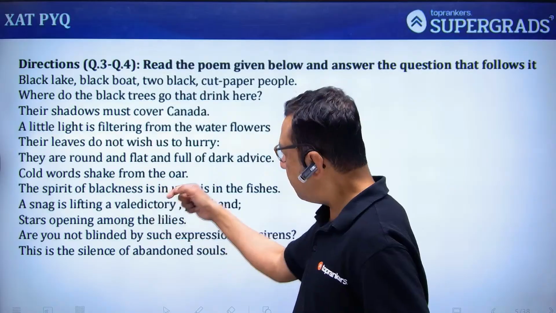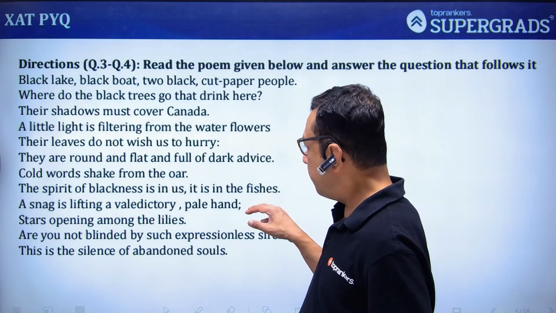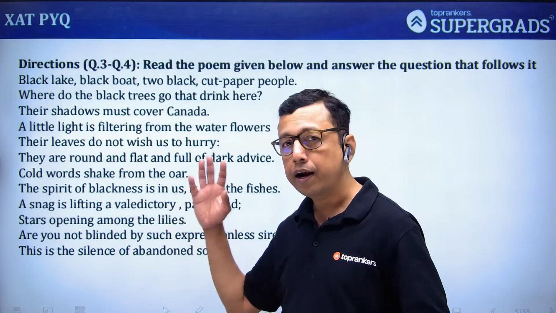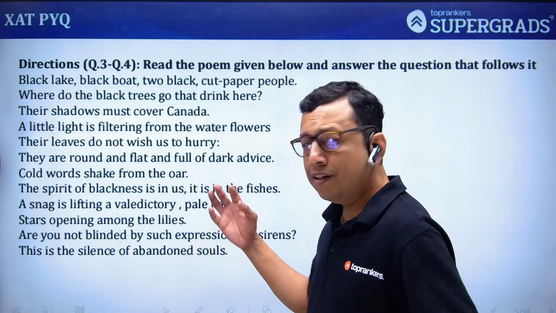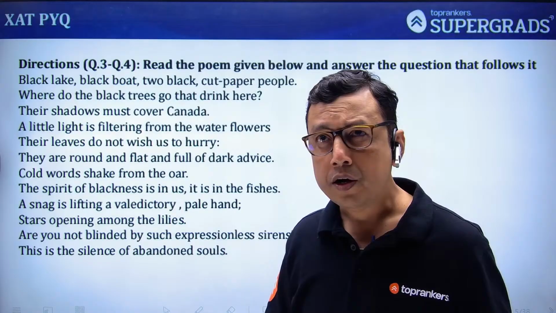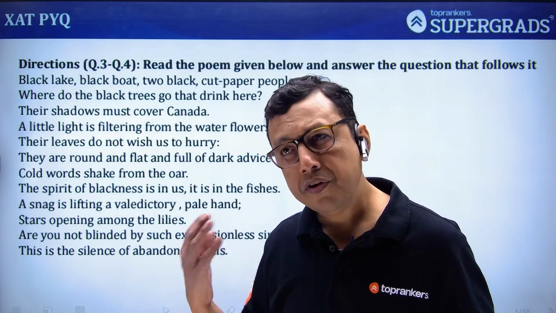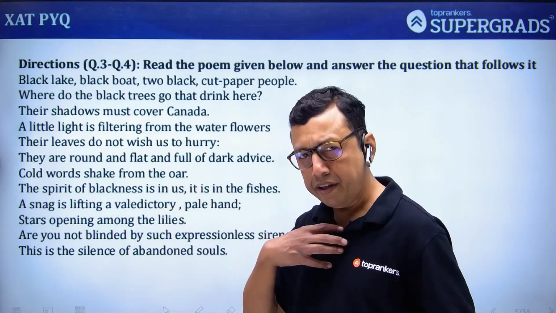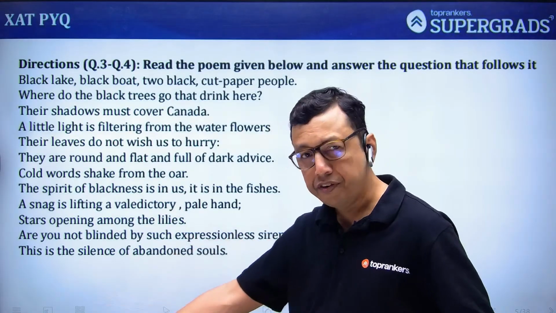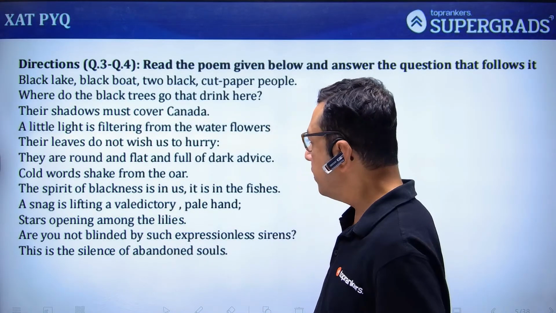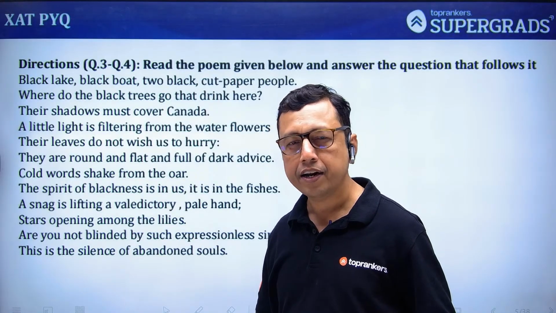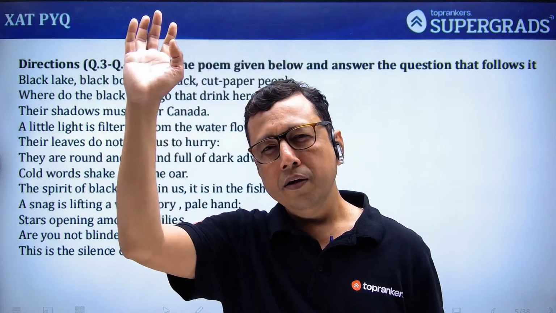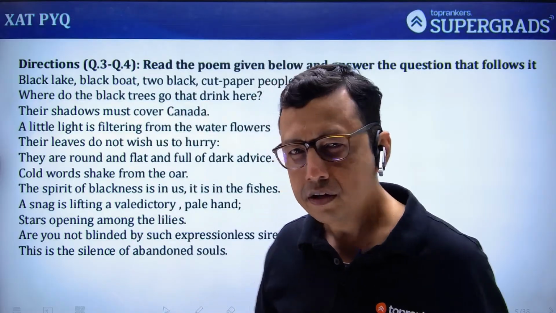The spirit of blackness is in us. It is in the fishes. A snag is lifting a valedictory pale hand. See the extent to which the author has gone to explain the imagery of melancholy. Think about it. The spirit of blackness is within us, it is there in us, right? It is in the fishes that are swimming in the pond or lake, whatever, right? And then a snag is lifting a valedictory hand. People are not there. Valedictory hand, think of a dead person type who is waving a hand. So it's all dark and gloomy out there.